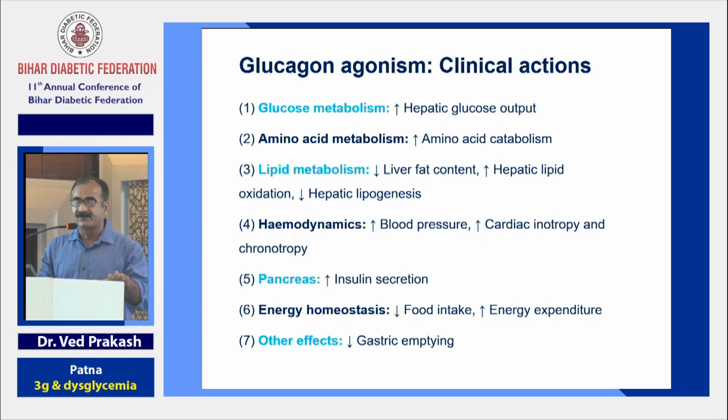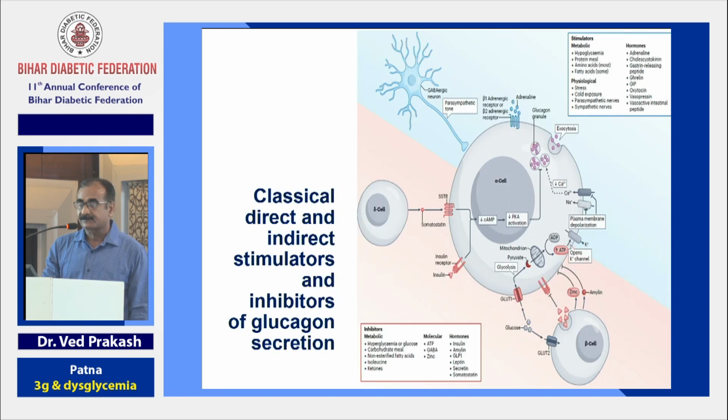It decreases the food intake and increases the energy expenditure. And other effects of glucagon is decreases in the gastric emptying. And so there are various stimulators and inhibitors of glucagon secretion. I am not going into the detail. Stimulators are mentioned on the upper box and the inhibitors are in the lower box.